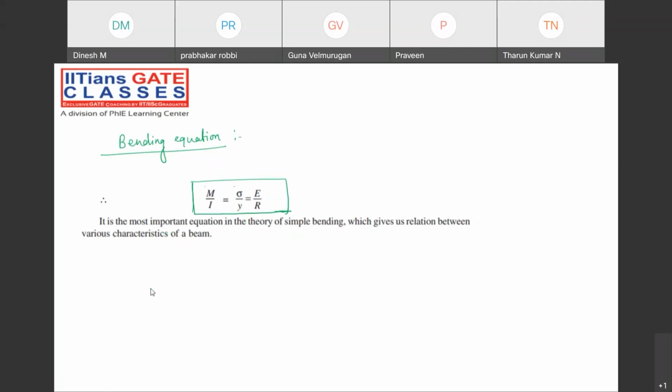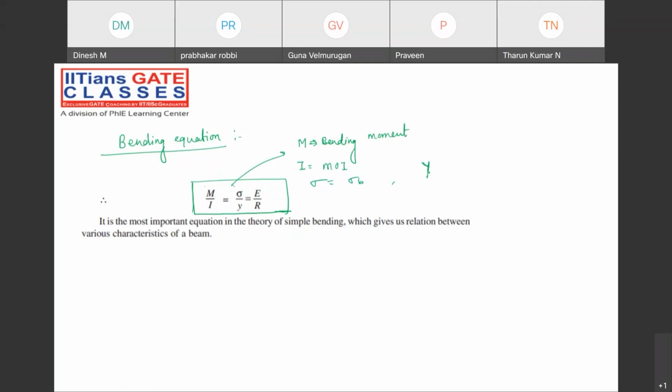Most important equation in theory of simple bending, which gives the relationship between various characteristics of the beam. M is what? Bending moment. I is what? Moment of inertia, right? What about sigma? Sigma B. Here you can just note down M is nothing but bending moment. I is moment of inertia. Sigma is sigma B, bending stress.